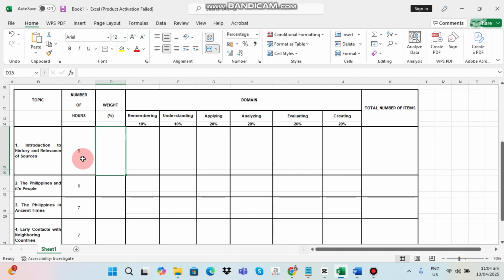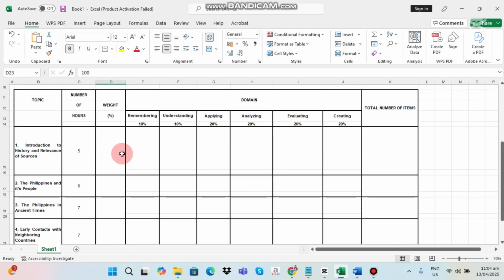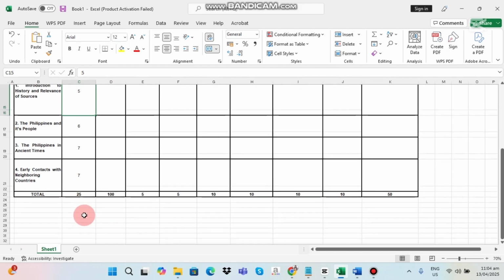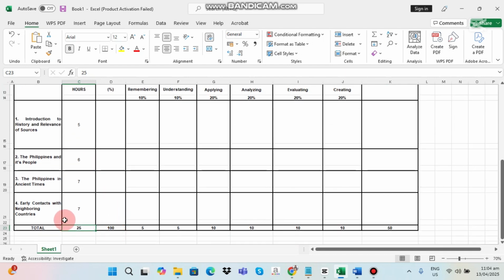So simply, you just have to divide the number of hours by the total number that you have here, which is 25. And then you are going to multiply that by 100. So again, to get the weight percentage of every topic, you just have to divide the number of hours you have in every lesson. We have 5 divided by 25, and then the result of 5 divided by 25, you have to multiply by 100.